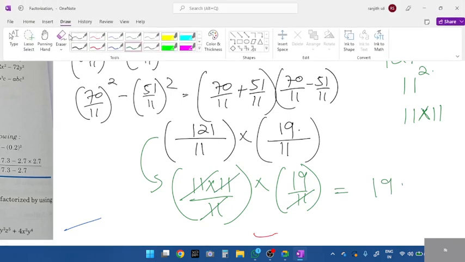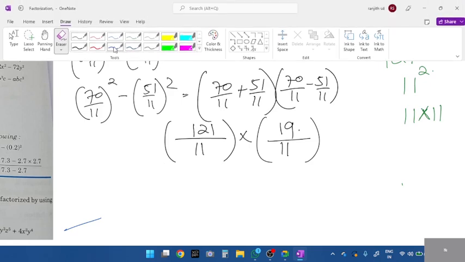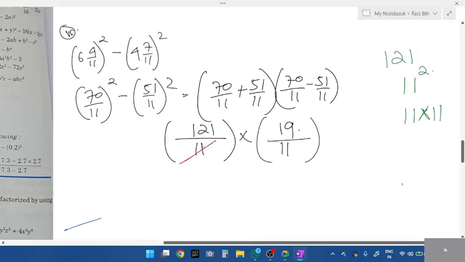If you feel this is confusing, you can directly reduce it. How many times does 11 go in 121? 11 ones are 11. Okay, what are the values left? 11 into 19 by 11. Again, which one can we cancel? Yes, that's right. We are done with this.